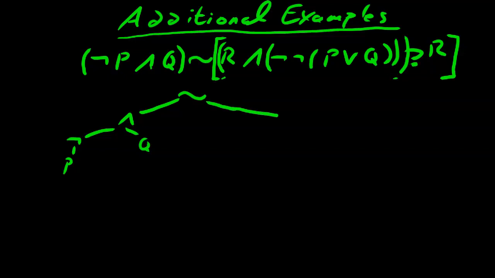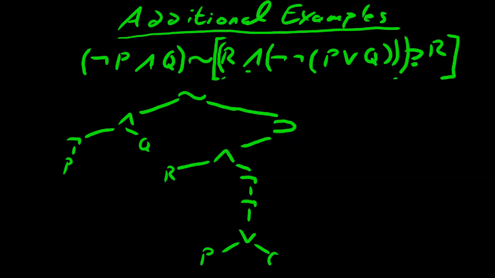So we write our implies, and then to the left of the implies we have the and operator. To the left of the and is R. To the right of the and is a not with a not attached, right, because these are outside of the parentheses. And then beneath the second not is an or with a P and a Q on the sides. To the right of our implies is just an R.